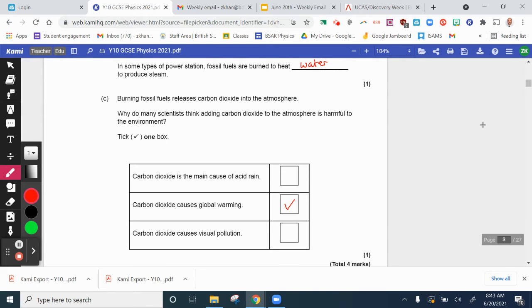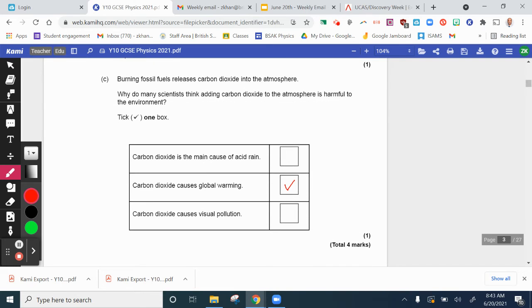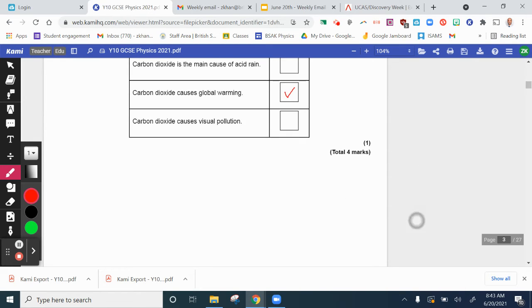Why do many scientists think adding carbon dioxide to the atmosphere is harmful to the environment? There is a strong link between carbon dioxide and global warming. Okay, so carbon dioxide causes global warming, and that's what many scientists think.